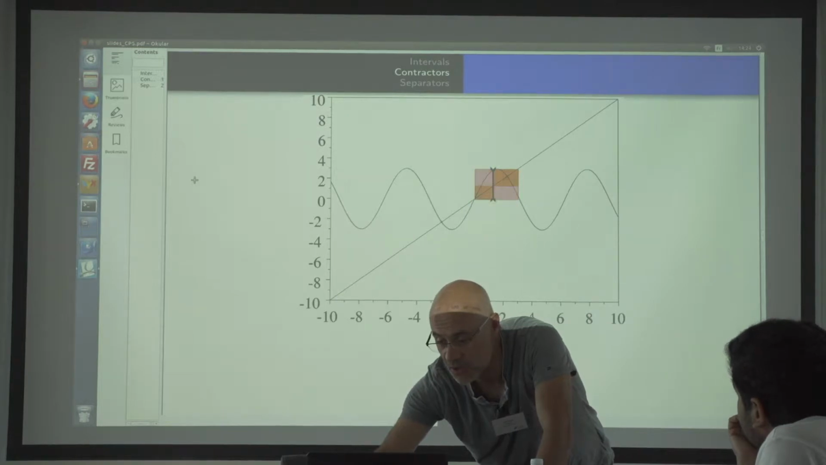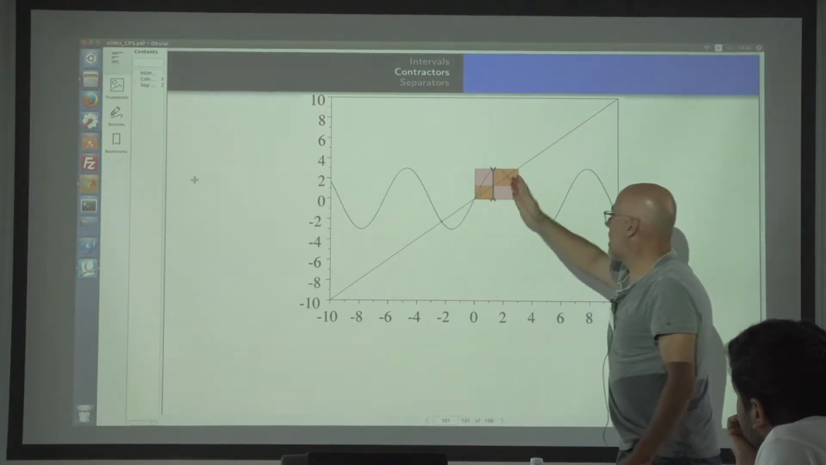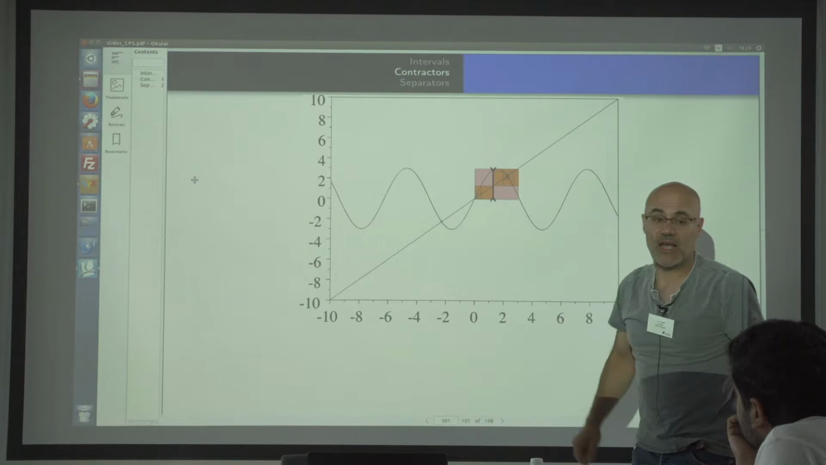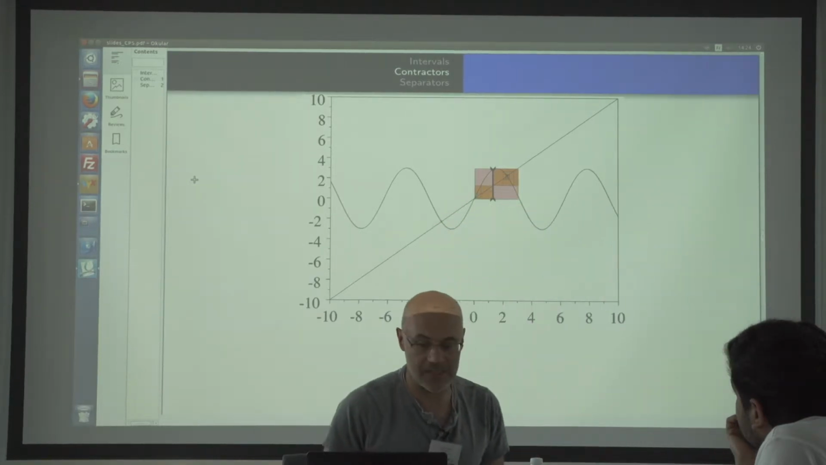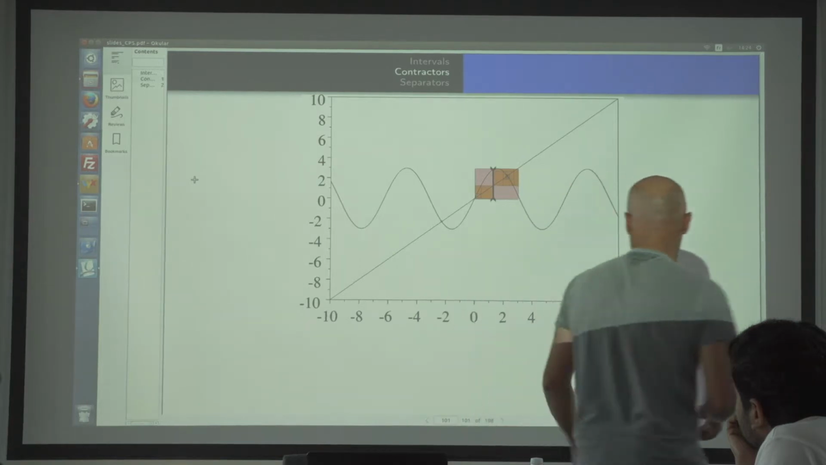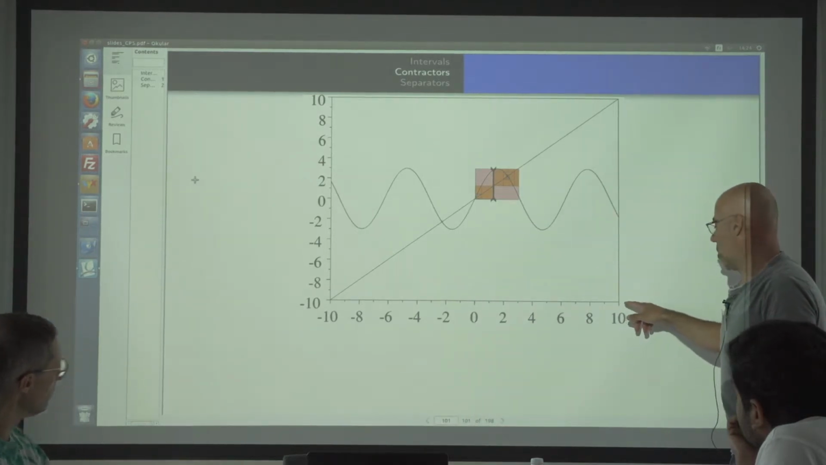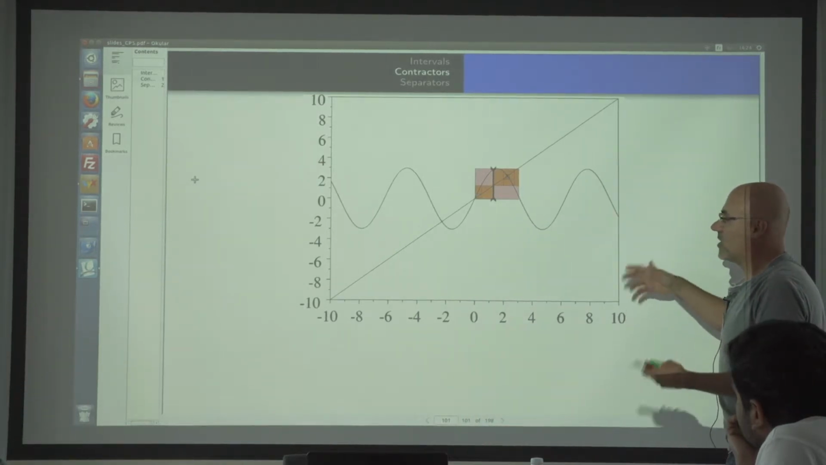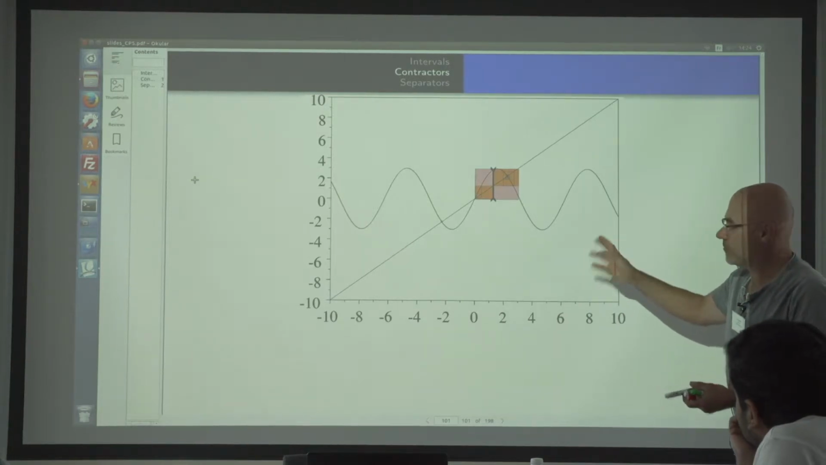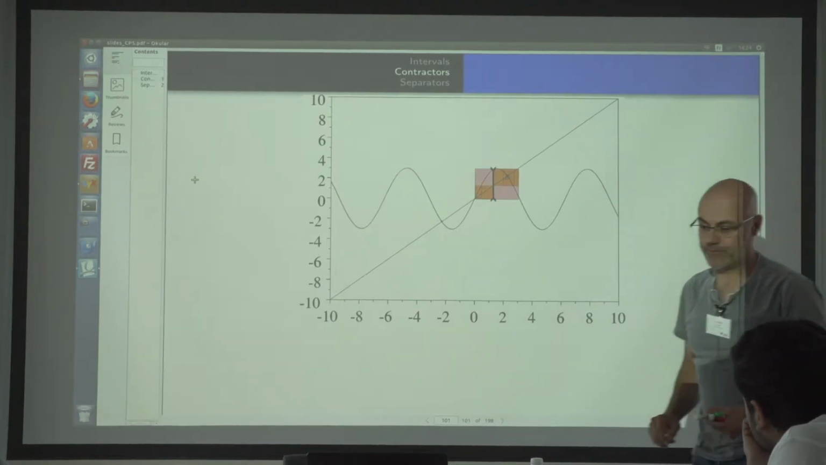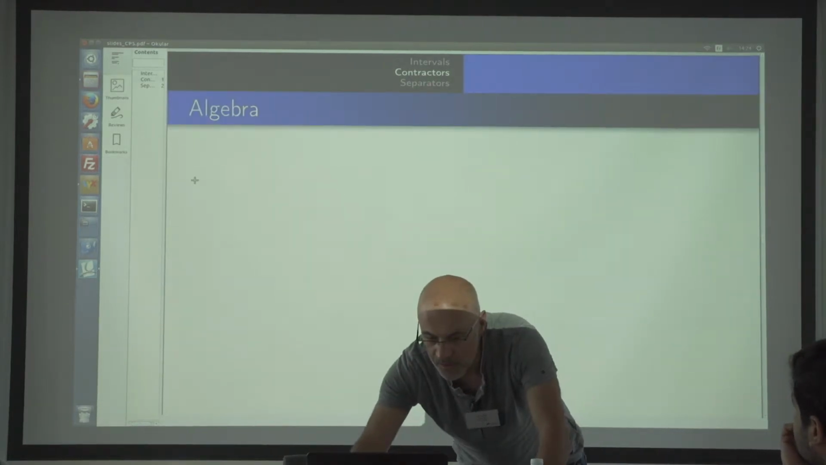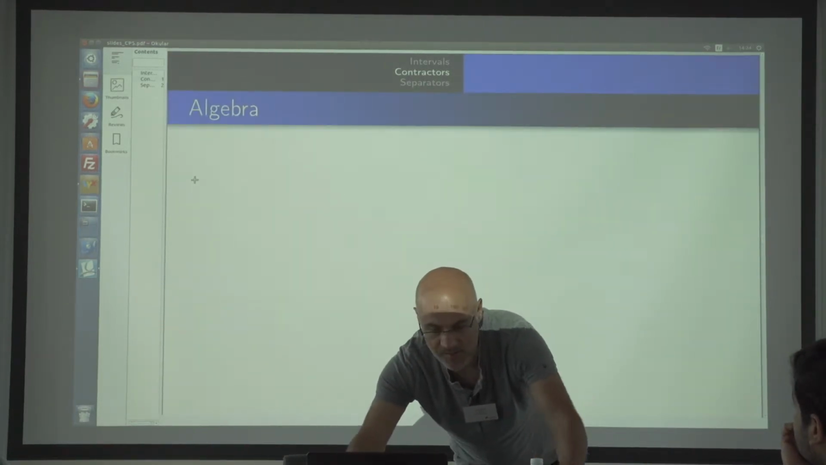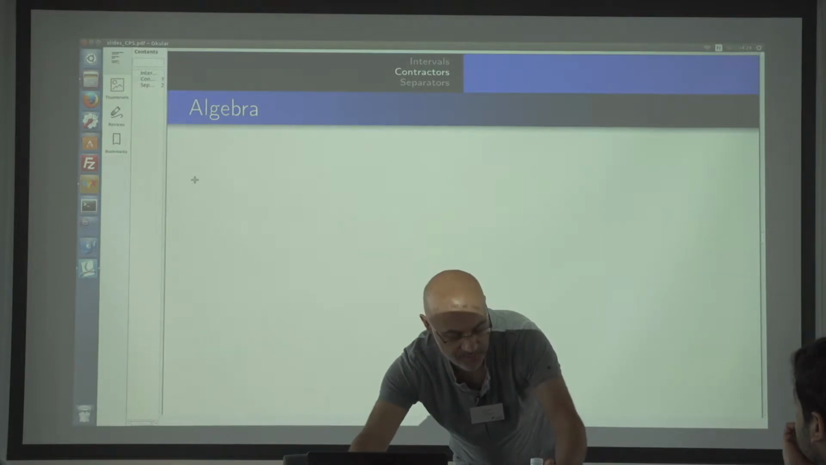I will obtain the 3 solutions. But we had to perform something like 4 bisections. The number of bisections is still exponential with respect to the number of variables, but it is not as much as before, just to solve equations. Okay. So I would like to discuss the algebra of contractors.